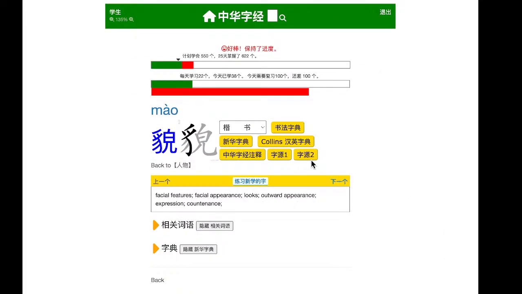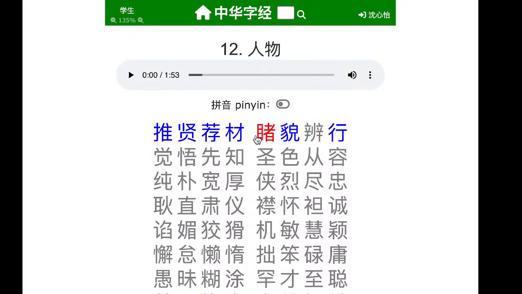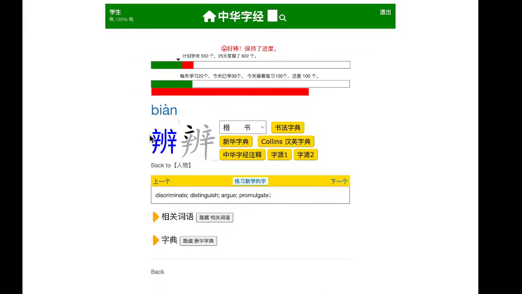貌 is a person's facial features or countenance, their expression, their outward appearance, their looks. If you want to emphasize the fact that it's outward appearance, you could say 外貌, where 外 is outer or outside. So 观貌 or observing the outward appearance. 辩 is discriminate, distinguish, or argue. Promulgate. Now this is a fancy word. Promote or make widely known.